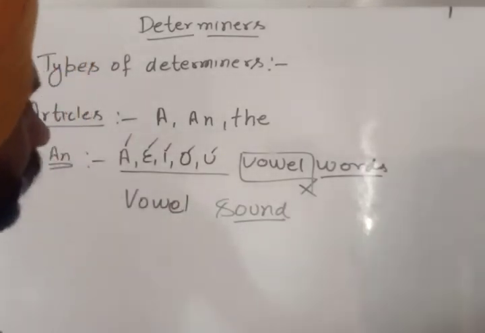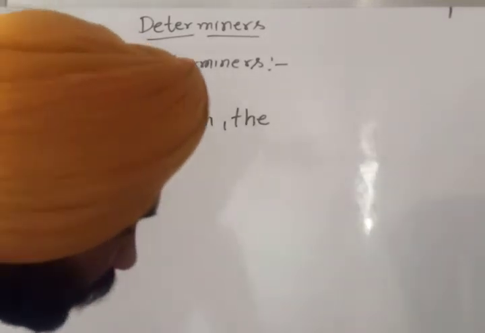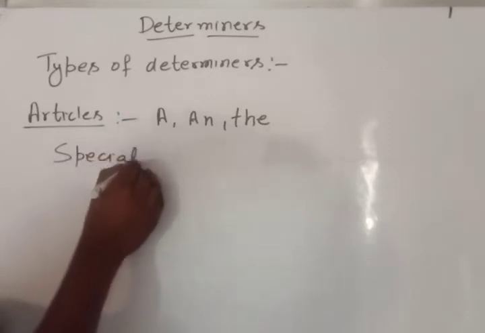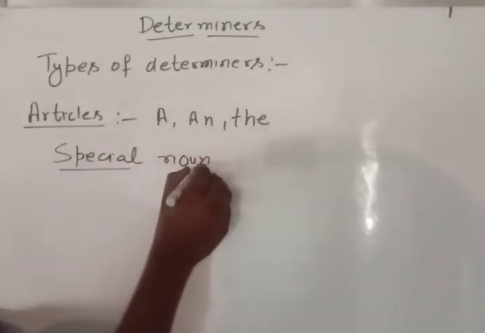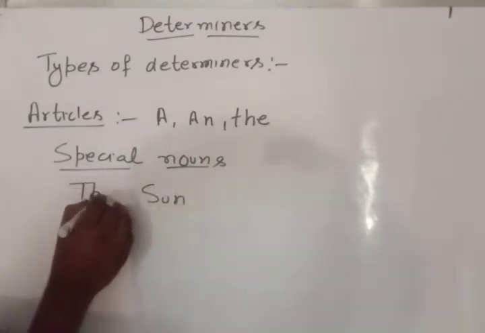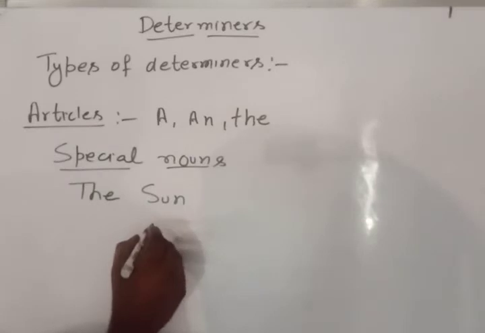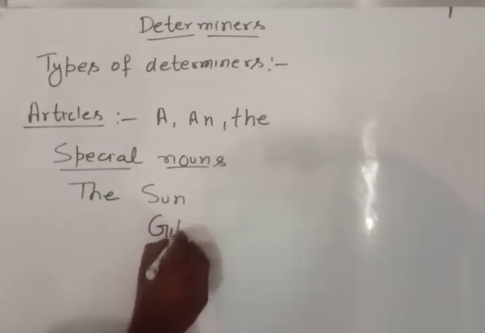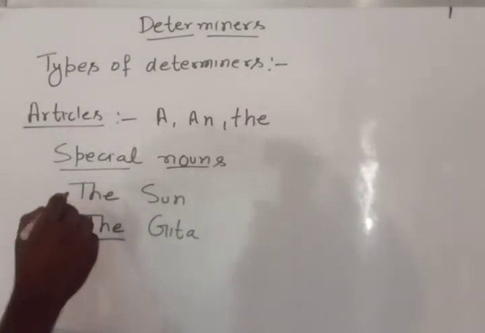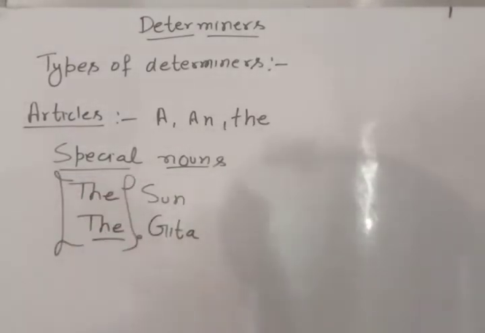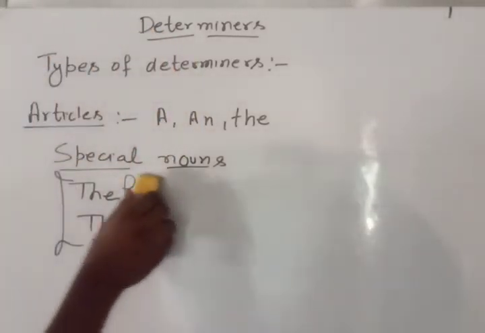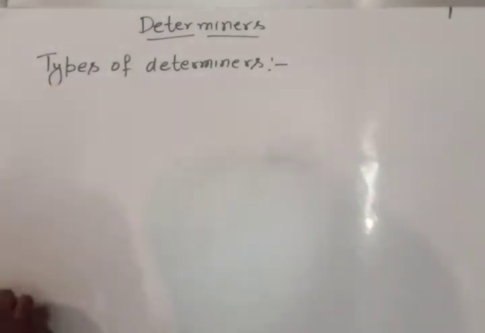Okay, and the, we mostly use for special nouns. For example, sun, the sun. For example, Gita, the Gita. So these are the special articles that provide speciality to the nouns. Clear? Okay, bache. Now these are the articles.